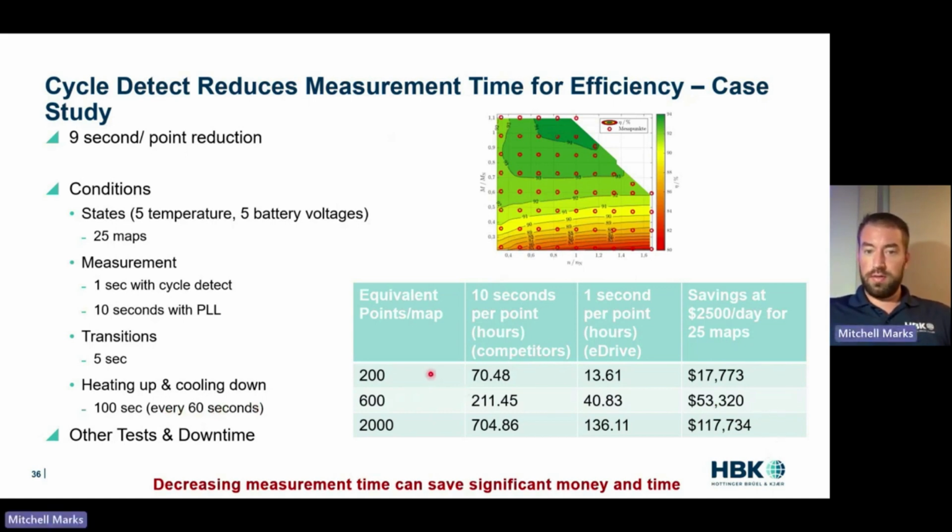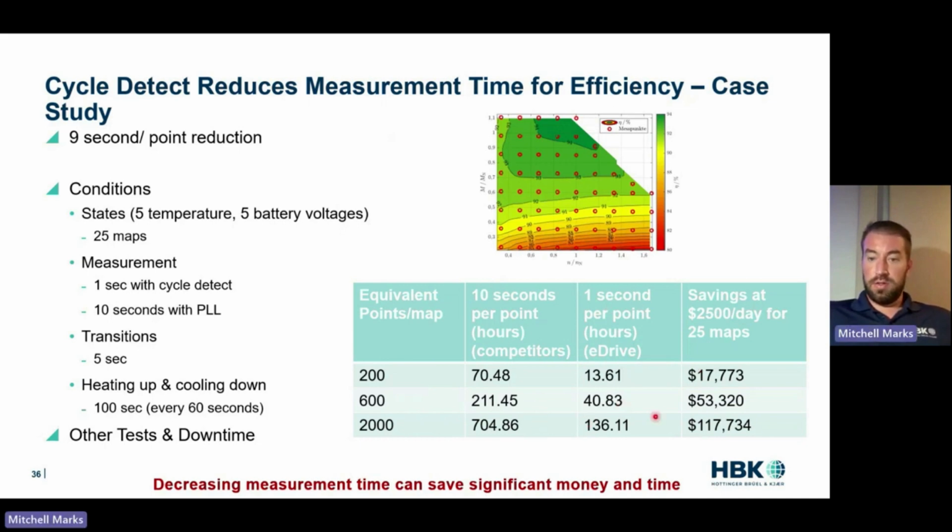And what we see is some pretty significant savings. For 200 points per map, at 2,500 USD per day for a testing house, you end up with about 17 grand in savings for that test at 200 points per map. If you go to 2,000 points per map, you end up with about 117K, and that's just the testing house.